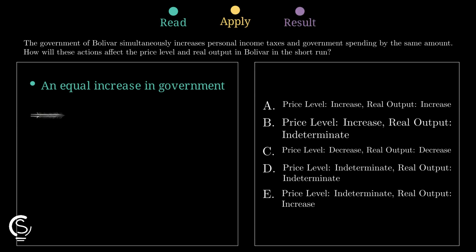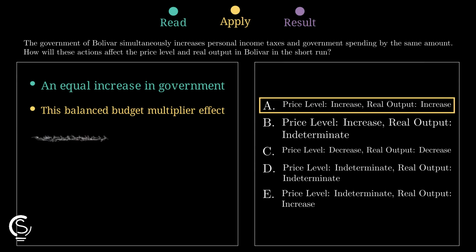Once short-run aggregate demand moves right, firms produce more and the overall price level also rises, so both parts point together to one answer.